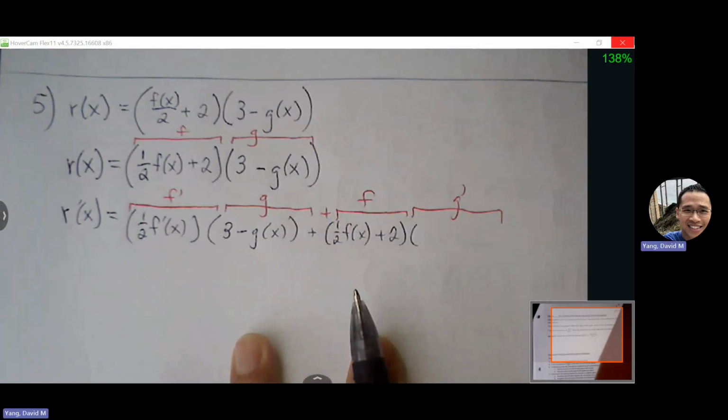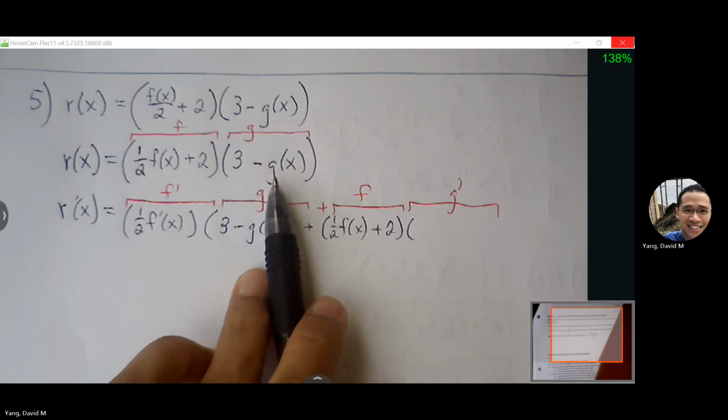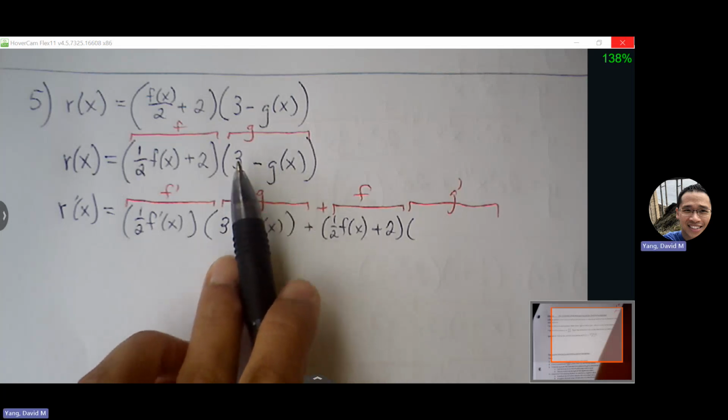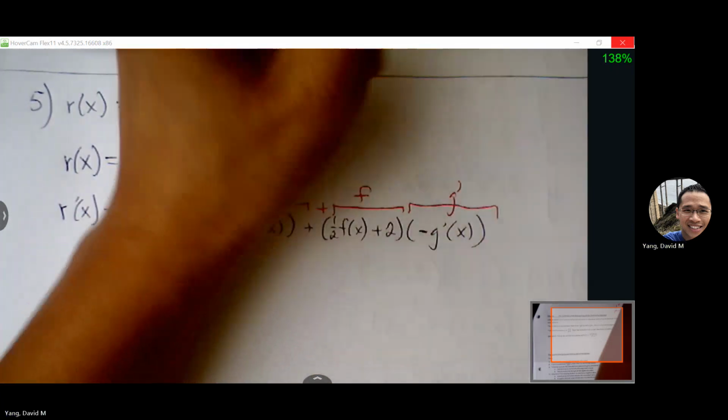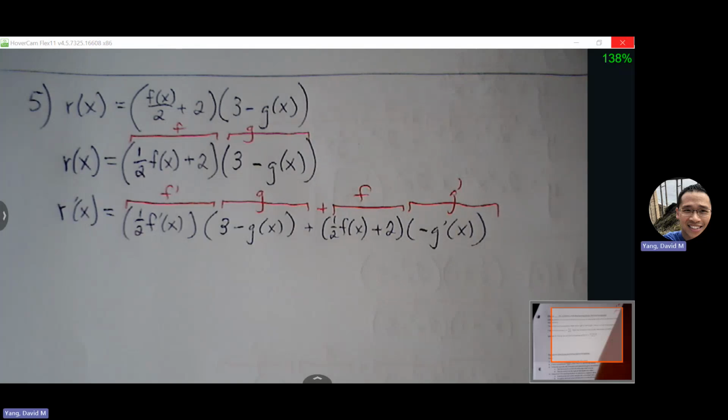What's g prime going to be? Negative g prime, because that 3 goes to what? 0. Okay, so that's the hard part, getting to the derivative. Now you're just replacing every x with -5 and then using the table to grab all your values.